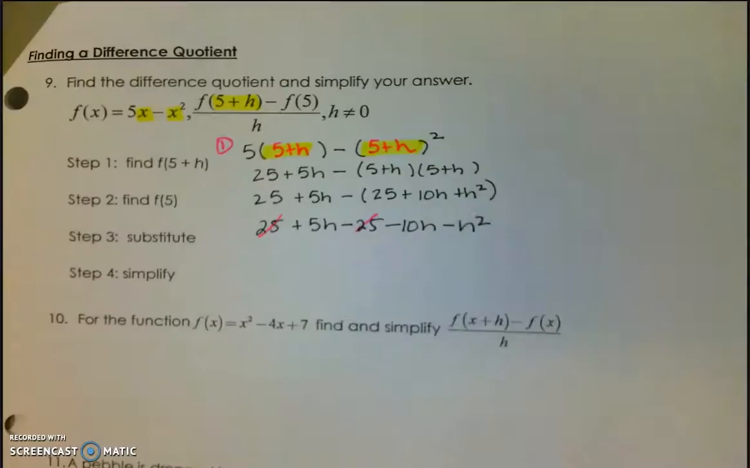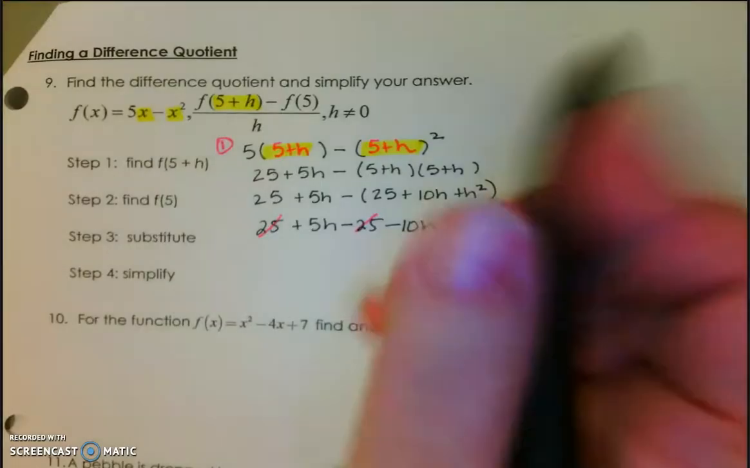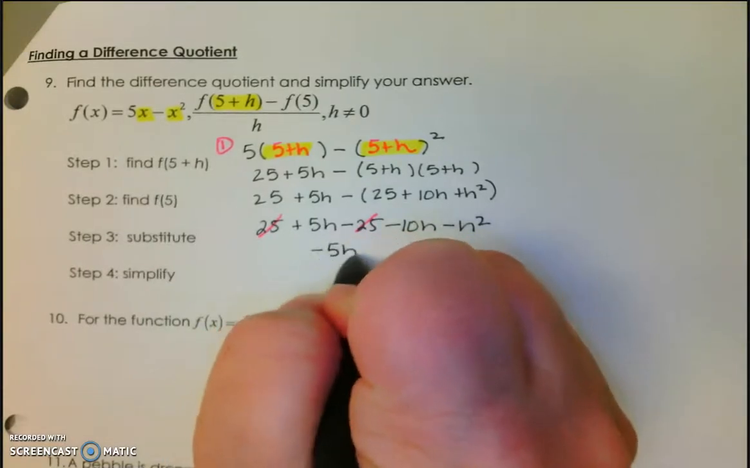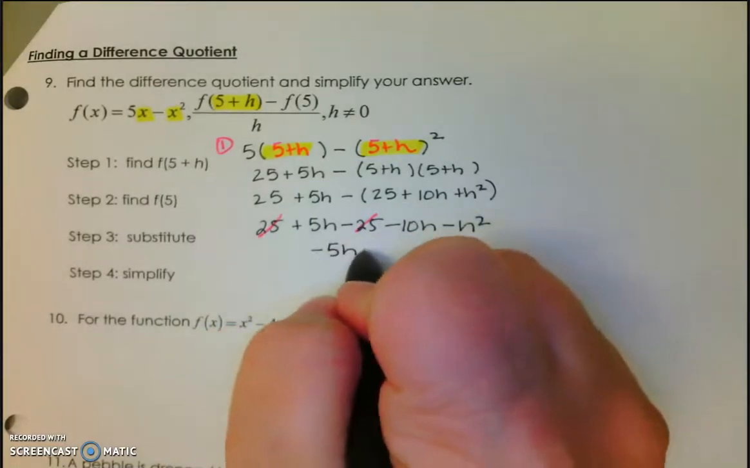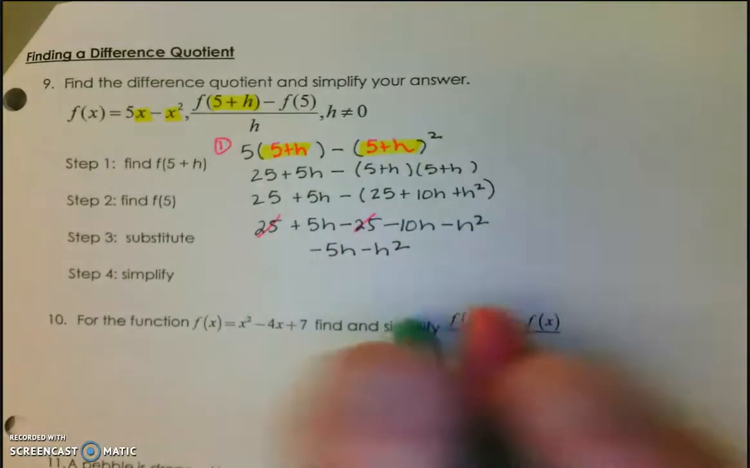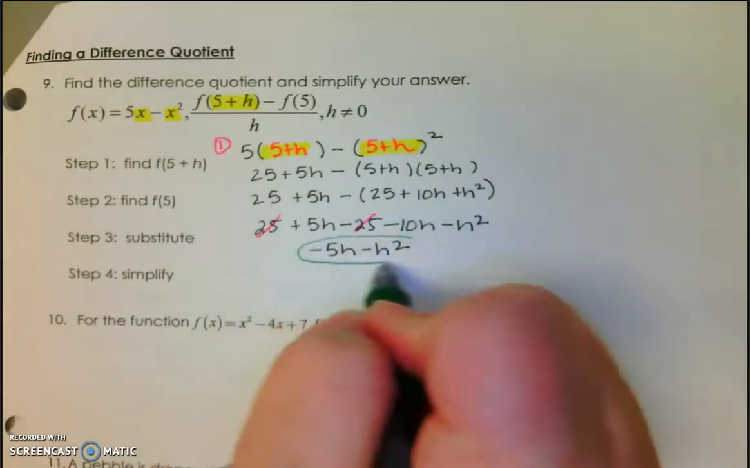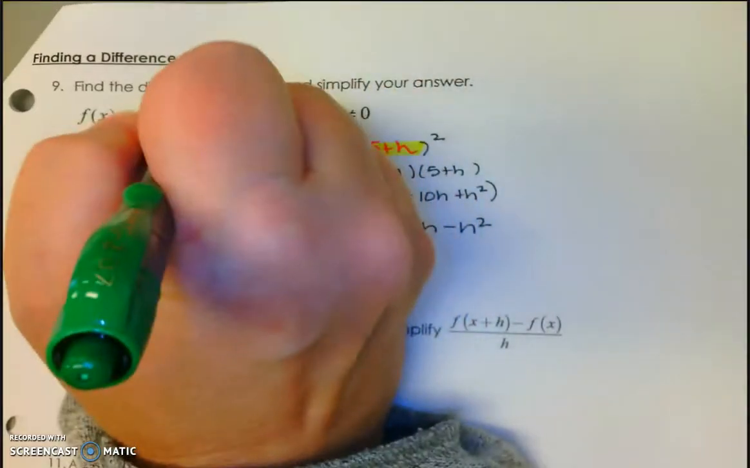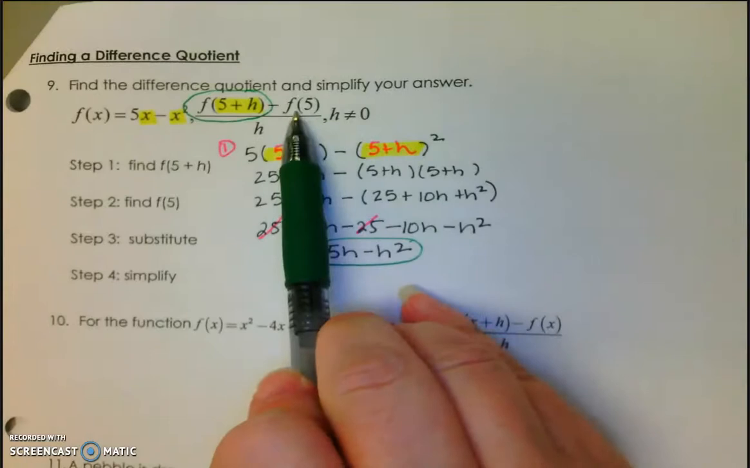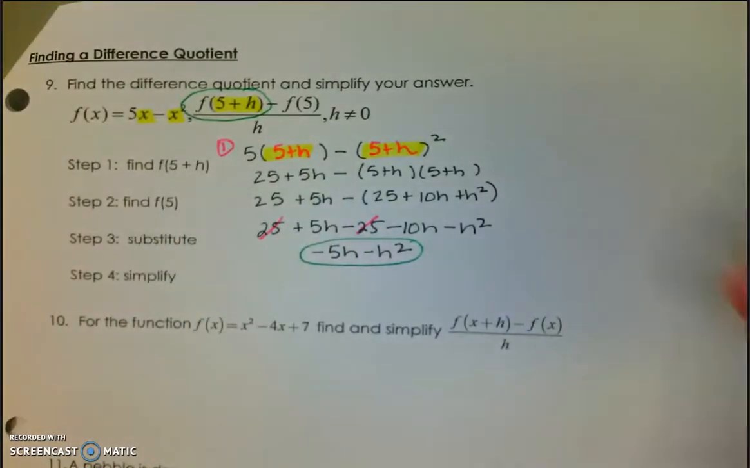25 and the negative 25 equals 0. 5h minus 10h is negative 5h, and then minus h squared. Okay, that part that we just did is just this part of the equation. So now we're going to do f of 5. That's step 2.